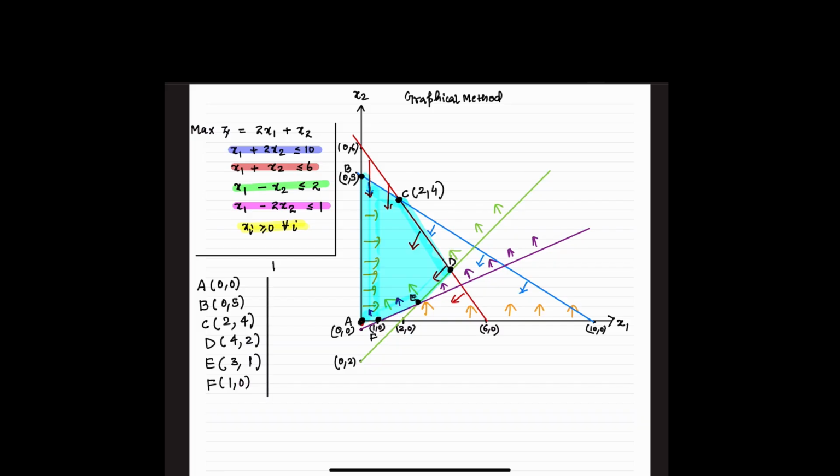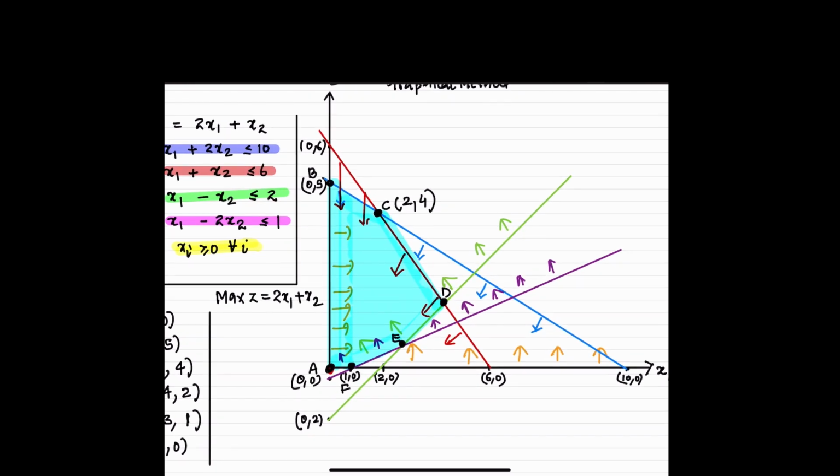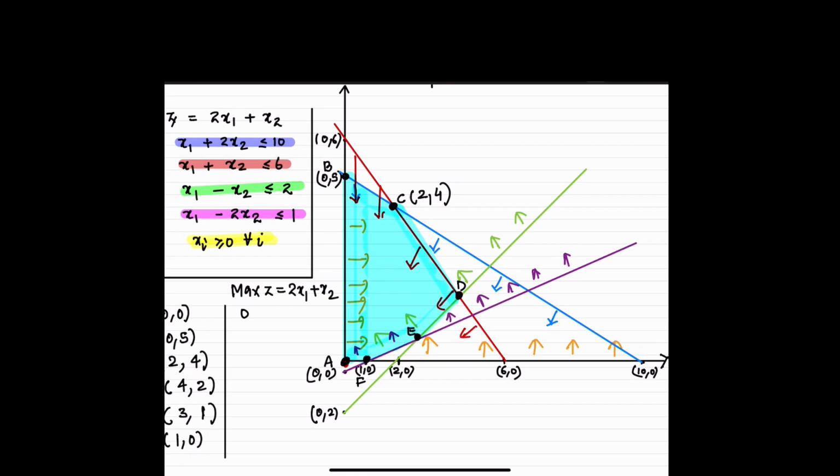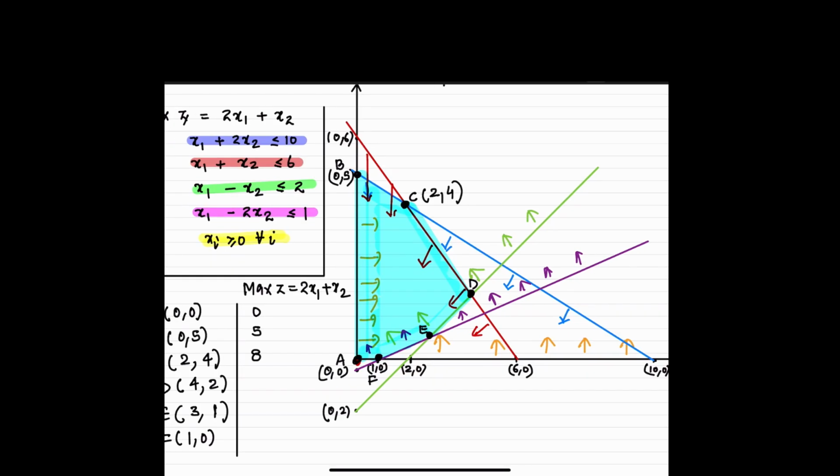Now just evaluate the objective. Objective is max z equals twice x1 plus x2. So at this origin, the objective is still 0. At 0, 5 the answer is 5. At 2, 4 the answer is 4 plus 4 is 8. At 4, 2 the objective is 8 plus 2, that is 10. At the next point, 3, 1, the objective is 6 plus 1 is 7. At F, that is 1, 0, the objective is 2. Now the objective is to choose the maximum. Maximum is 10 occurring at 4, 2.